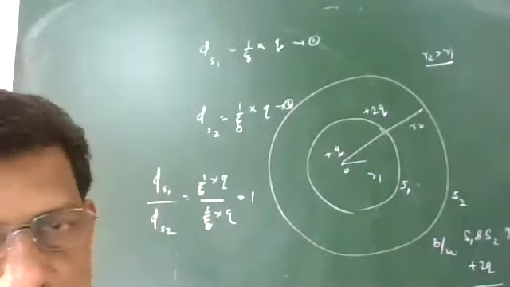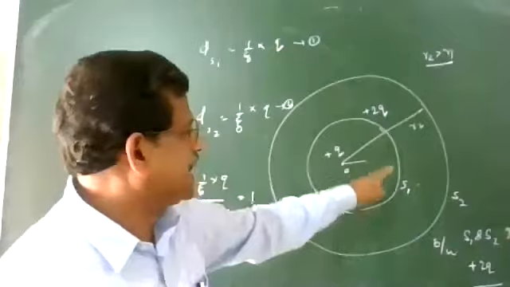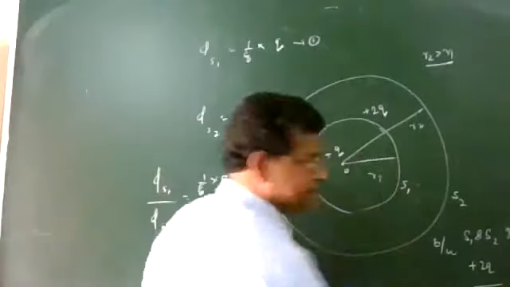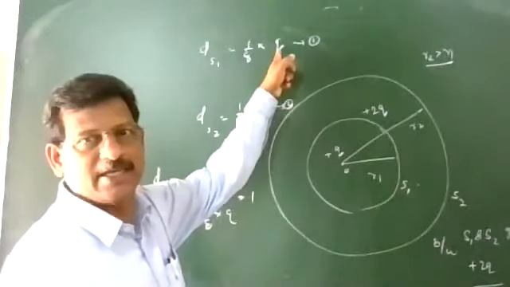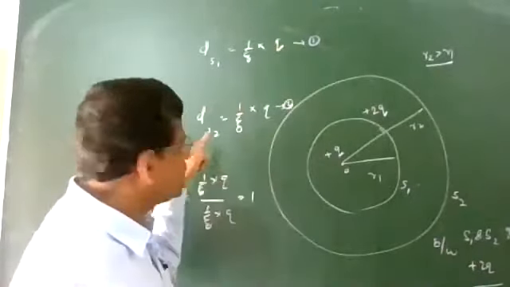1 by 3. Okay. Inside S1, what is the charge? The charge is plus Q itself. There is no change. Inside S1, the charge inside is Q itself. Equation number 1. What is the next one?